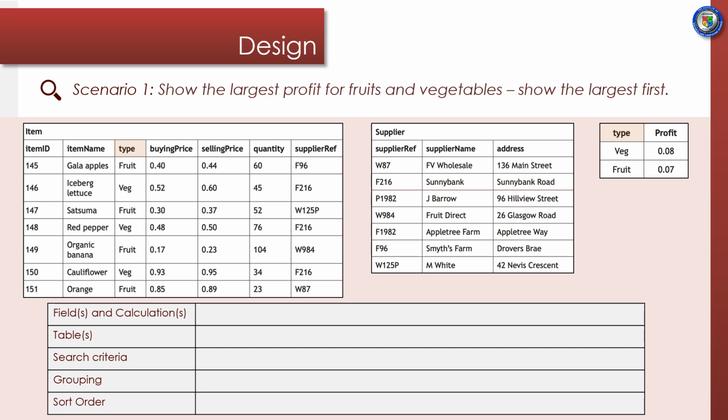Profit is not an existing field in the database. This is a calculated field using the existing fields buying price and selling price. The result of that calculation has been given the alias profit. We'll cover aliases later. The profit must also only contain the maximum calculated value. This is identified using the max function.